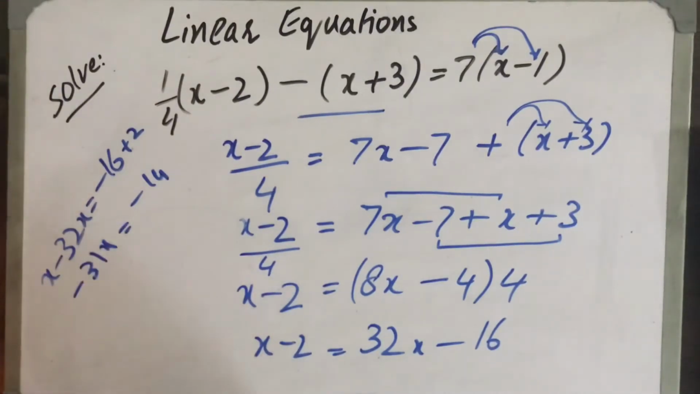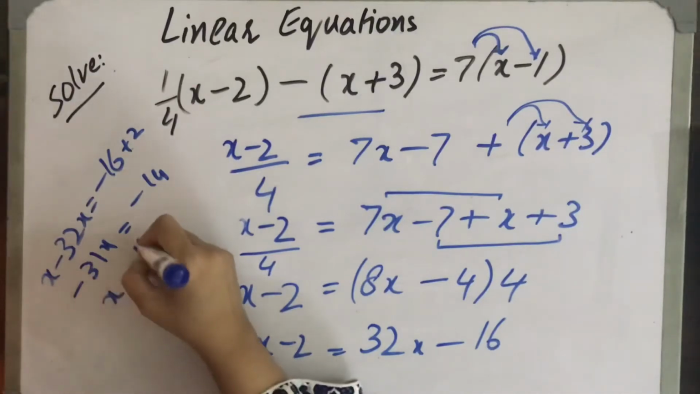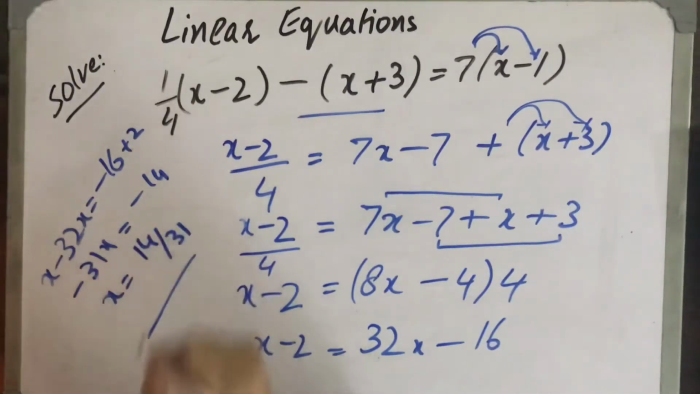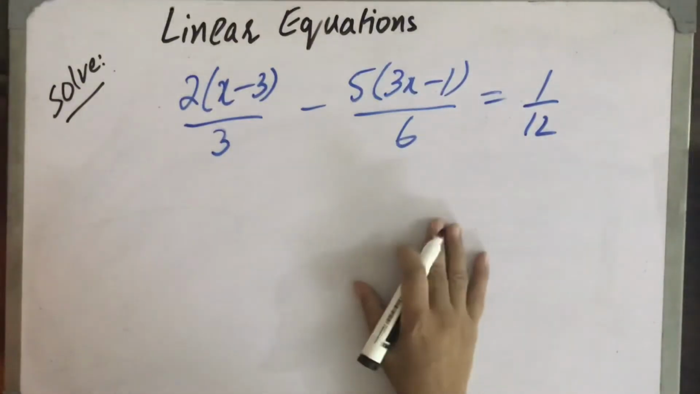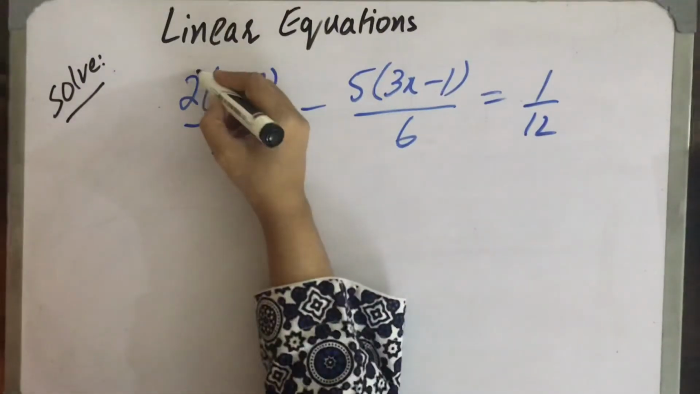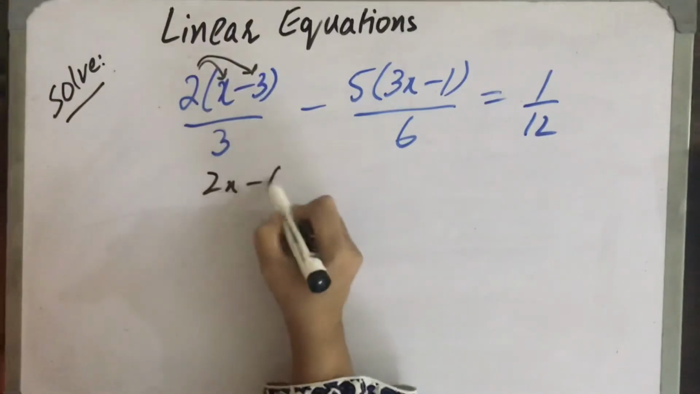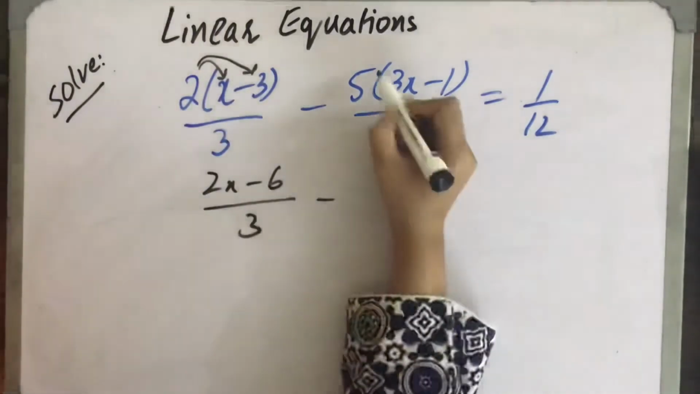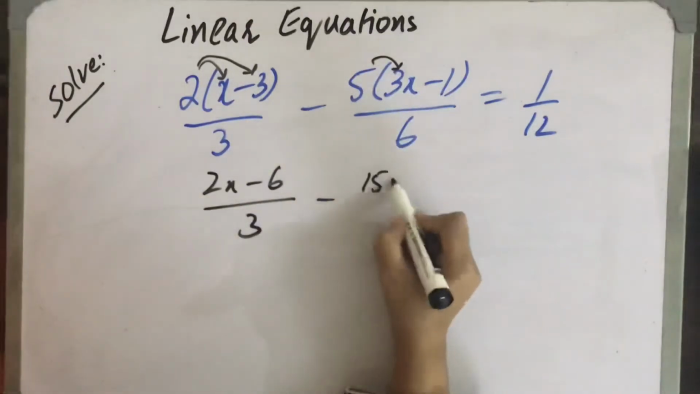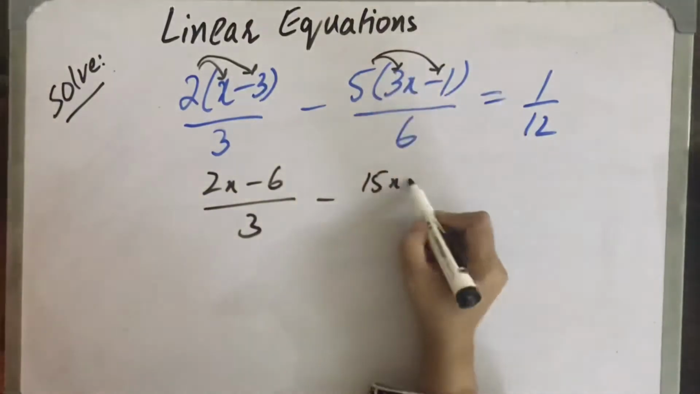31x. Okay, when I divide 14 by 31x, as it is a proper fraction, our answer will remain the same. Another example of the same type, first I shall open the brackets like this: 2x minus 6 over 3 and 5 3s are 15x minus 5 over 6.